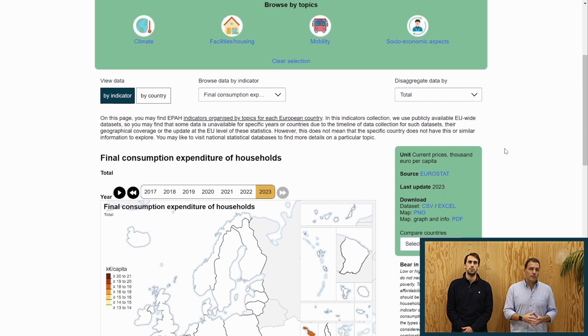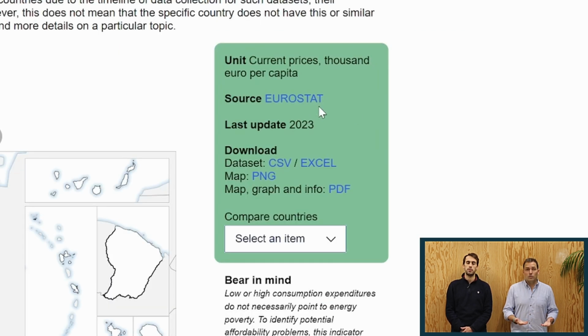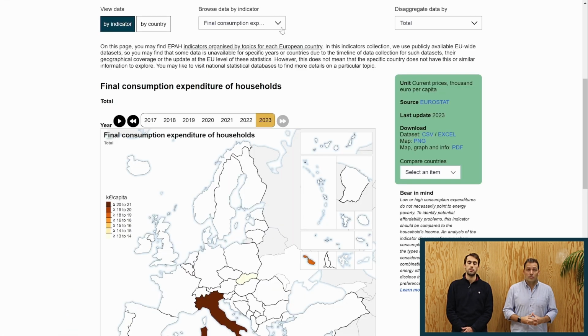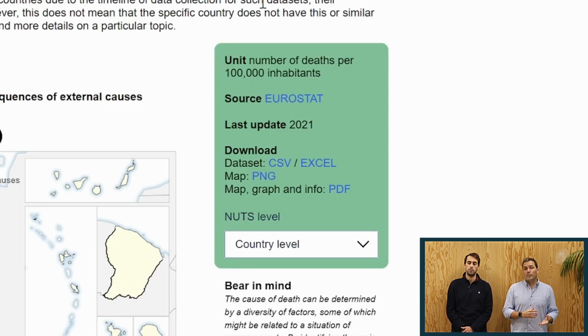The source of data for this energy poverty indicators dashboard is coming from official EU datasets. So it's official data coming mostly from the Eurostat database, where we can compare member states on these indicators.